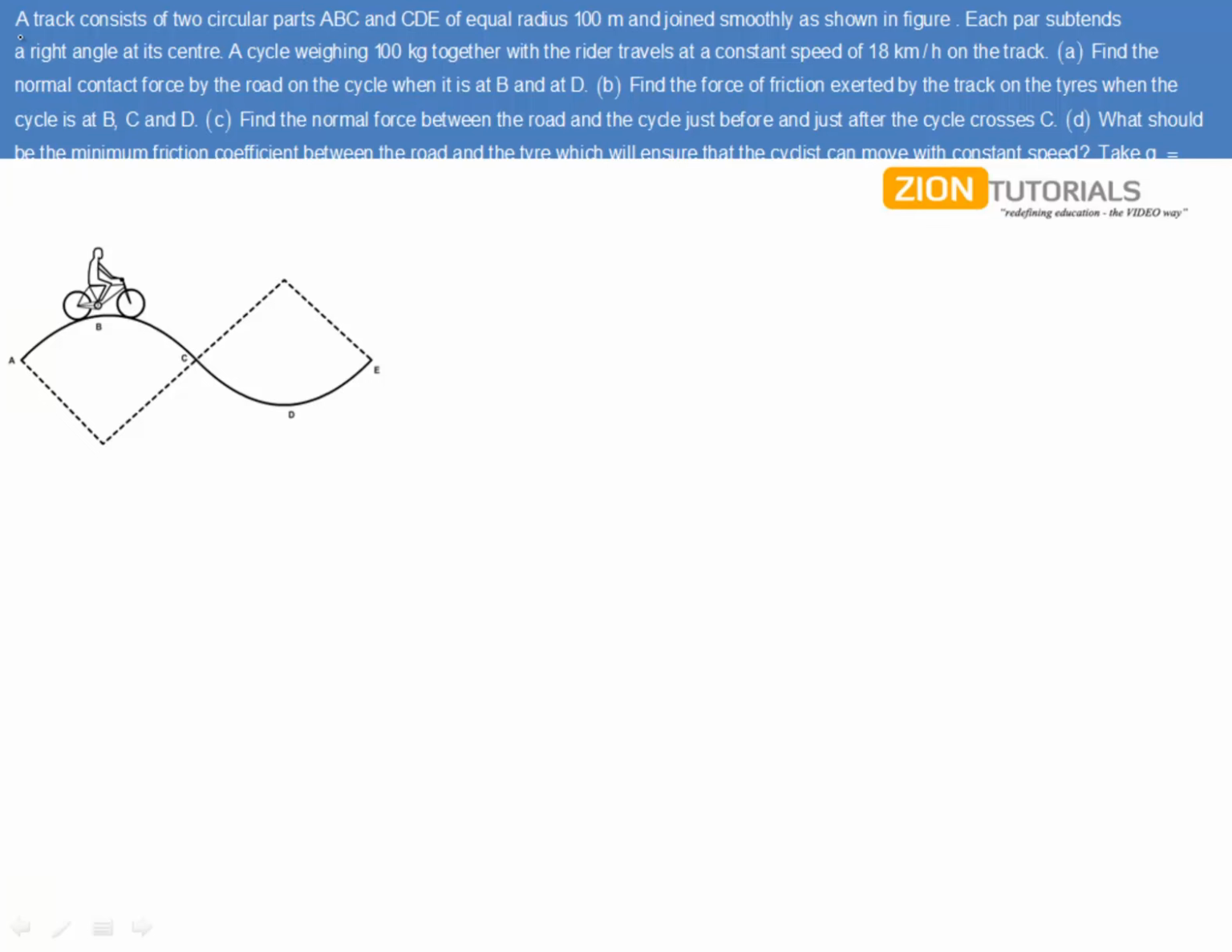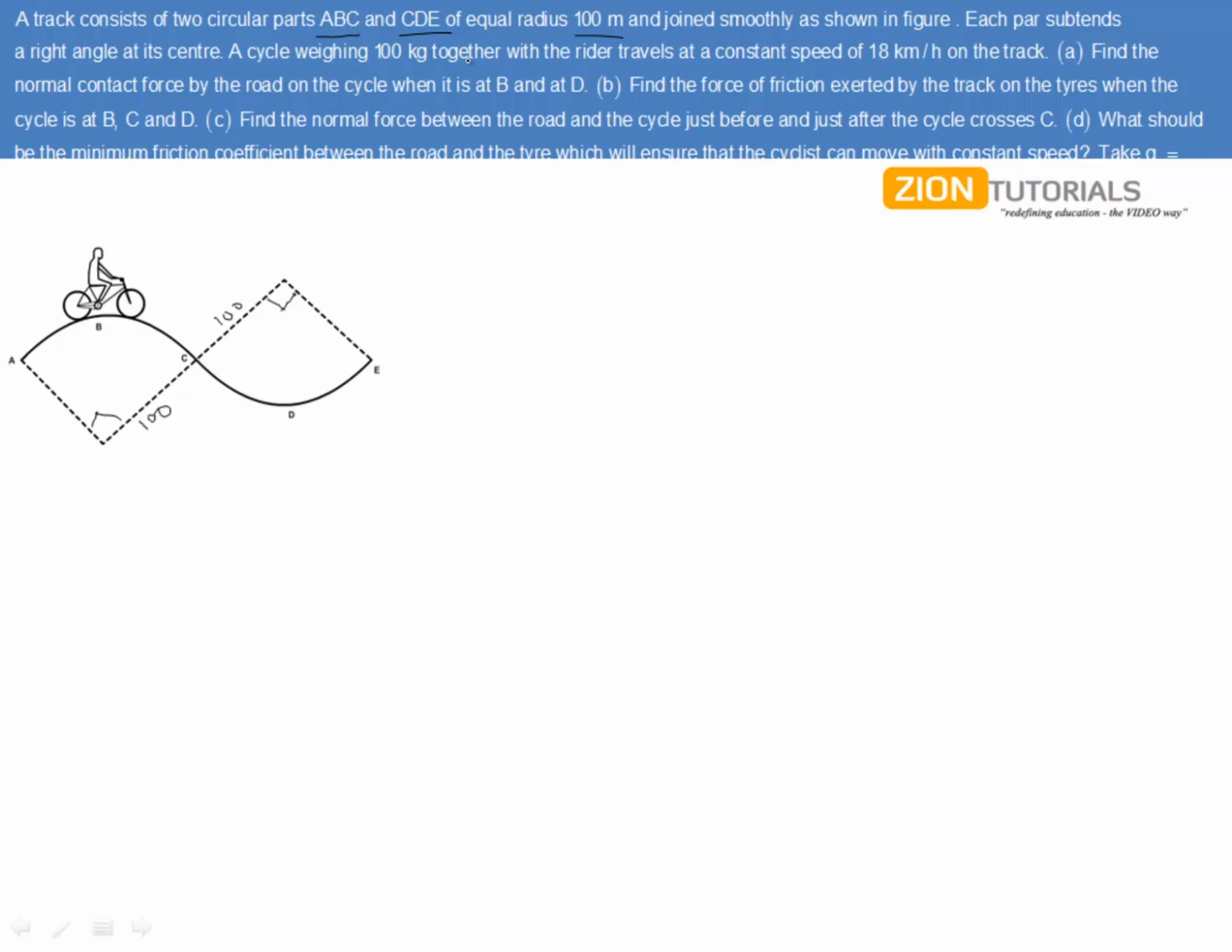As the question says, a track consists of two circular paths A, B, C and C, D, E. That is this one and this one, of equal radius 100 meters. That is, they have given these as 100 meters and joined smoothly as shown in the figure. Each part subtends a right angle at its center. That is, these are the right angles actually.